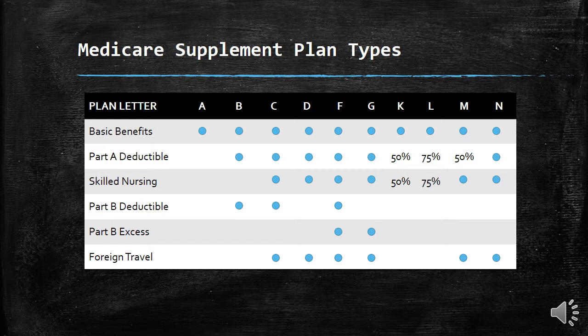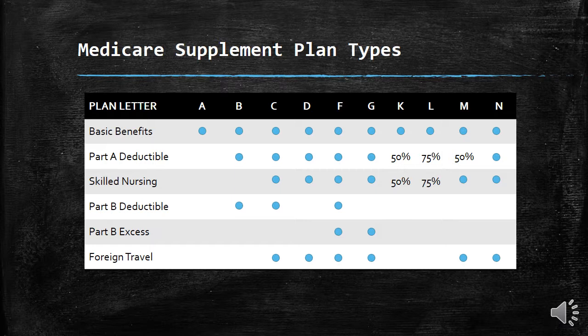Medicare supplement plan types. There are many different supplement plans. This chart shows you what the different plans cover. Plans F, G, and N are the most commonly used. Plan F is called the Cadillac plan. It pays everything that Medicare A and B do not cover, but it is very expensive.